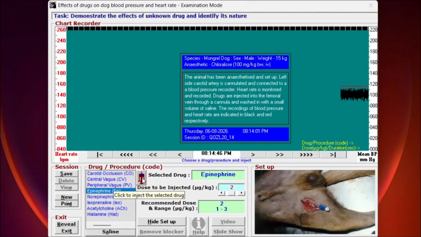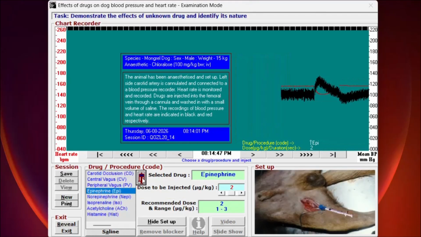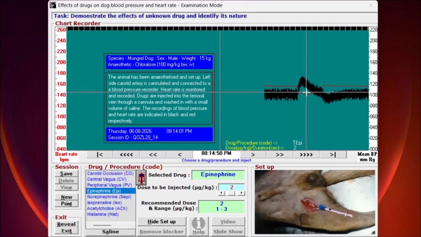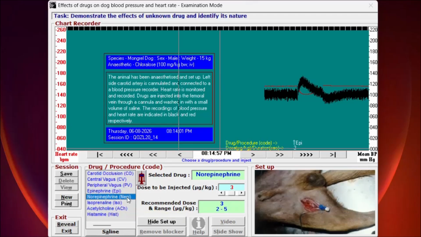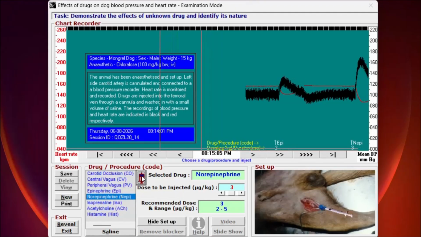What you will get is a biphasic response. Let's see whether we are getting a biphasic response. Yes, we have the biphasic response here. Now the next agonist is norepinephrine. What do you expect with norepinephrine? Will there be a biphasic response? No, there won't be any biphasic response. Let's see what happens when we inject norepinephrine.